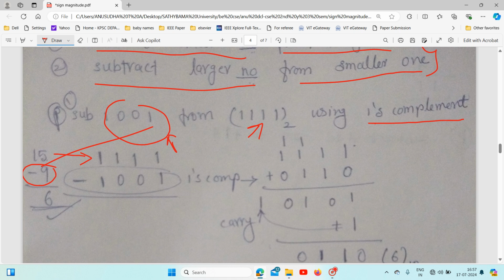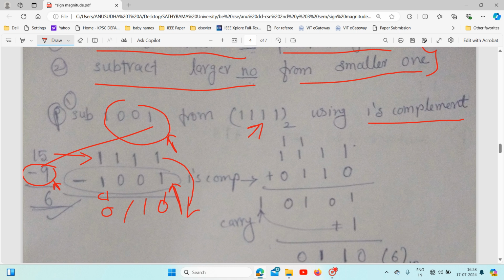In order to get 9, the MSB bit should be 1 and the first bit should be 1, right? This one is 8, this one is 1. 8 plus 1 is 9. Now we will discuss how to perform the subtraction operation using ones complement. Before that, first take the ones complement of the signed number, minus 9. You just do the inverse operation, so 0, 1, 1, 0. Then you have to add 15 with this.